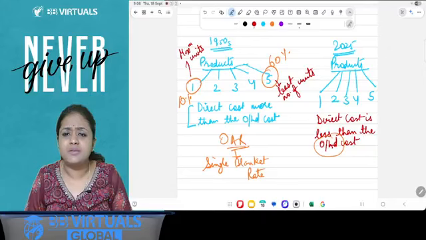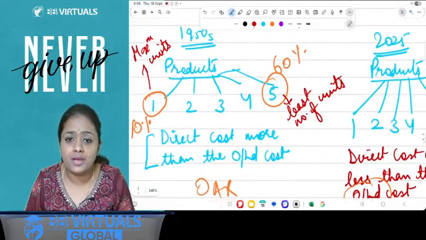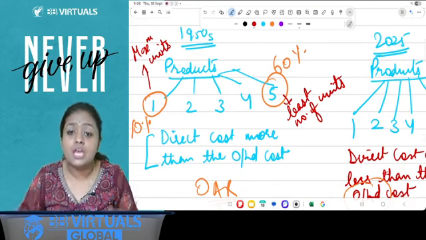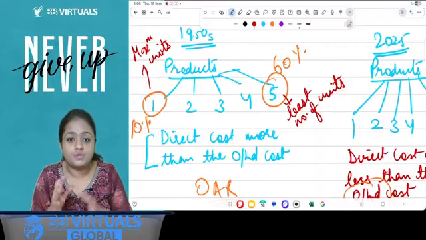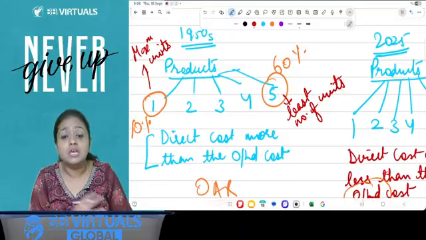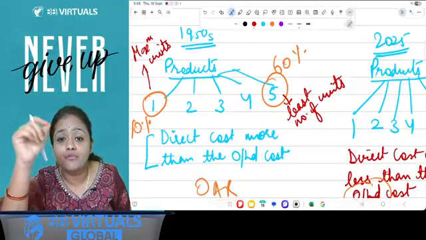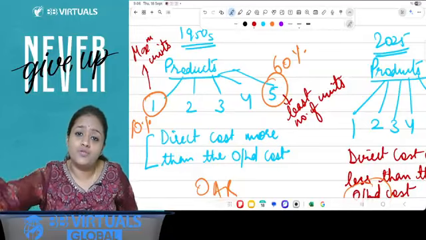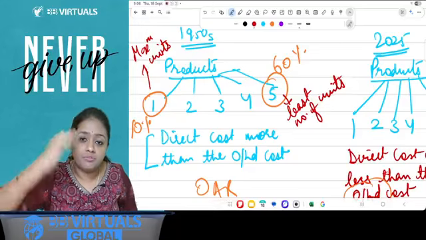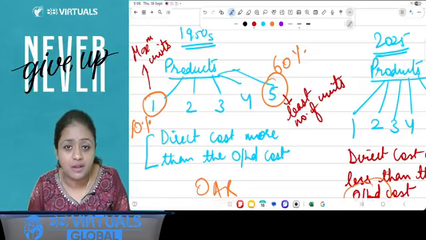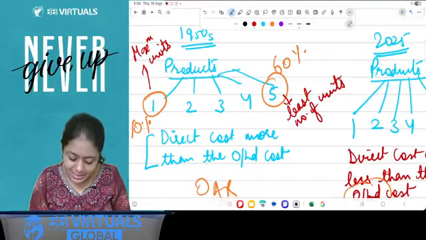So you'll say, ma'am, what is the matter? Even if they're making the least units, what happens in OAR? What happens in absorption costing? We absorb the overhead cost into the product cost based on the rate, and that rate gets multiplied by the number of units. So the more units a product manufactures, the more cost is allocated to it, and the fewer units, the less share of overheads. Is it fair in this case?